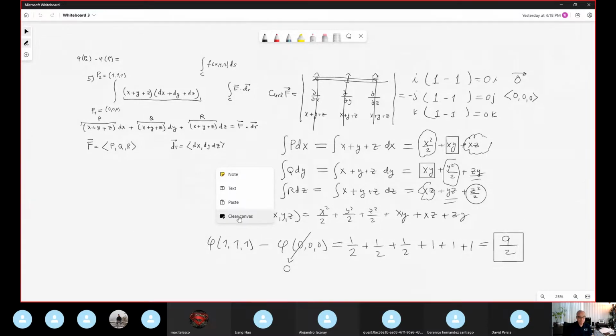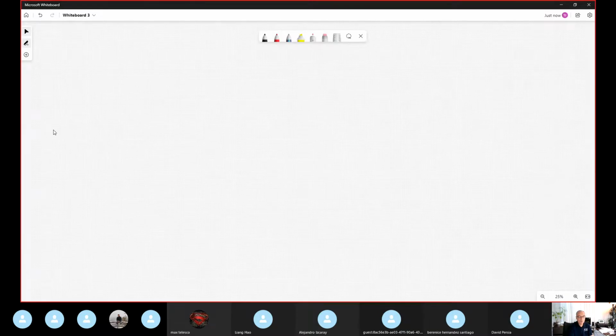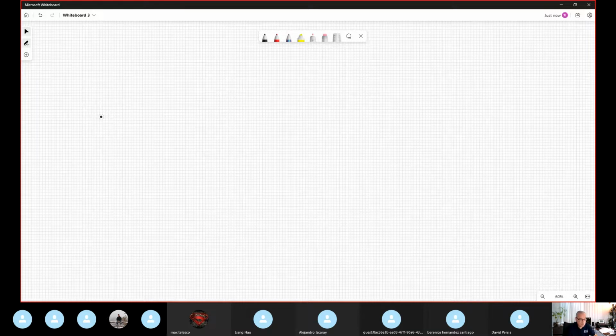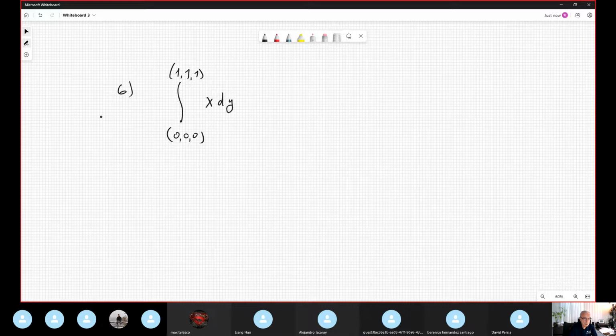Let me erase. The sixth question is simple. It is to compute or evaluate the integral from the point 0, 0, 0 to 1, 1, 1. When you see the points and no curve, it's because the vector field is conservative. So x dy plus y dx plus z dz.